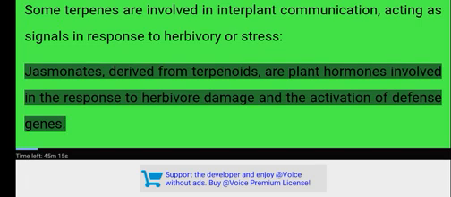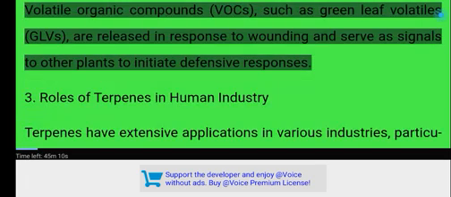Jasmonates, derived from terpenoids, are plant hormones involved in the response to herbivore damage and the activation of defense genes. Volatile organic compounds, such as green leaf volatiles (GLVs), are released in response to wounding and serve as signals to other plants to initiate defensive responses.